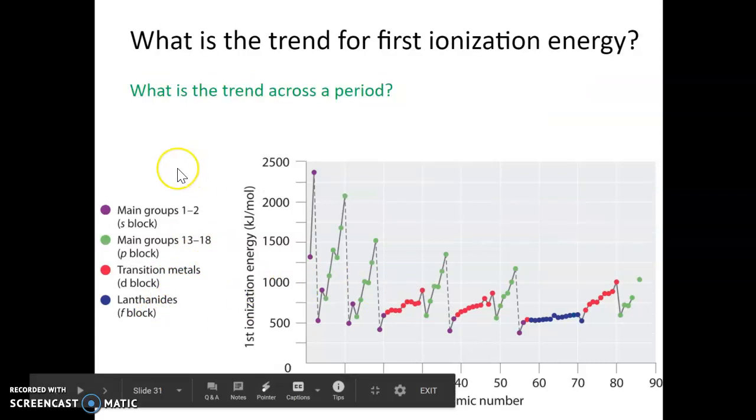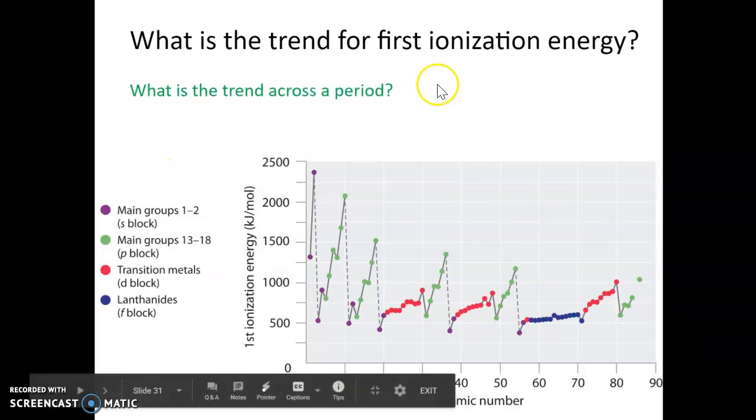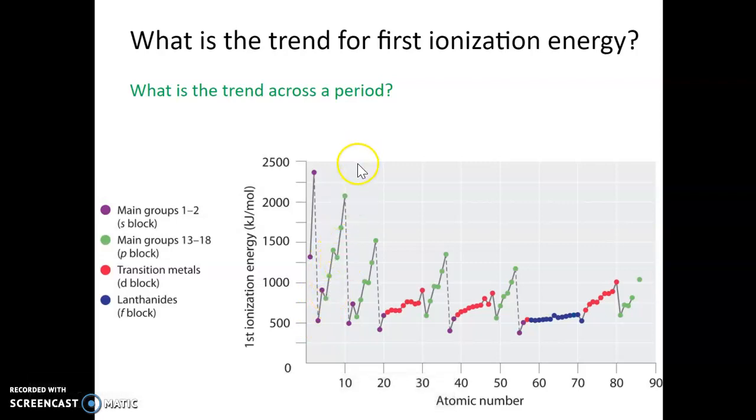All right, so trend across the period. The trend across the period is that we have mostly increasing ionization energy. So we're like, all right, it got harder to take an electron, then it got a little bit easier, then it got harder again, then it got a little bit easier, then it got harder to take an electron again.